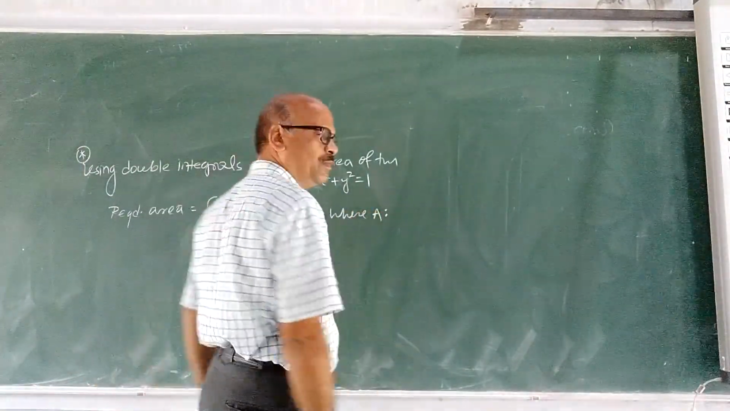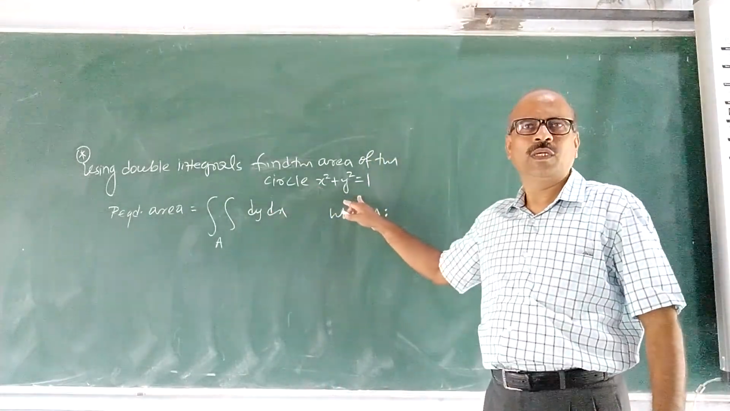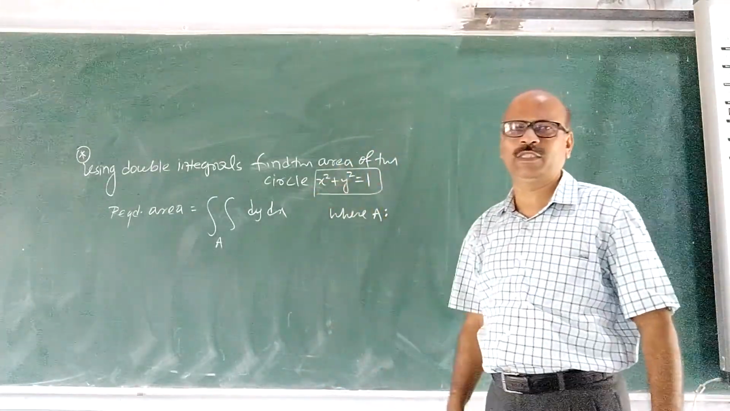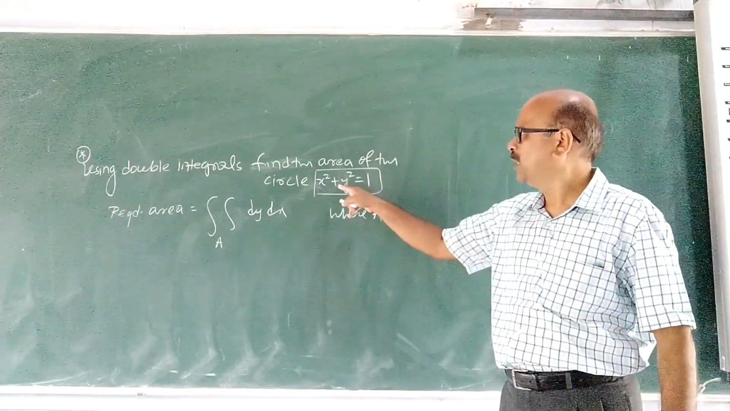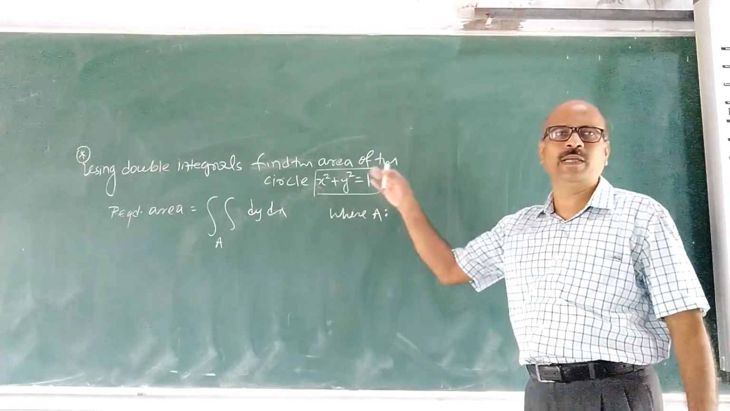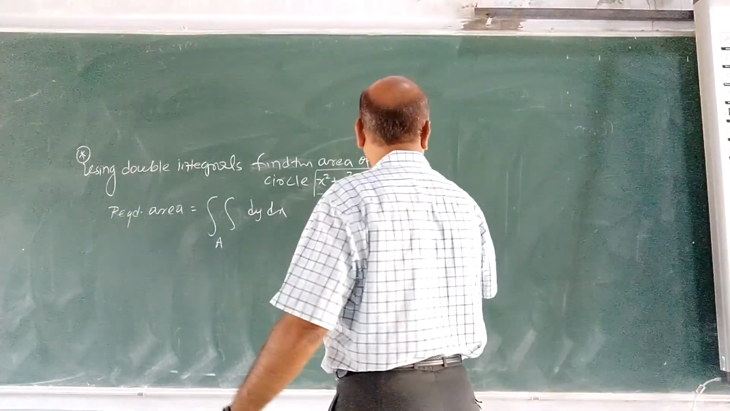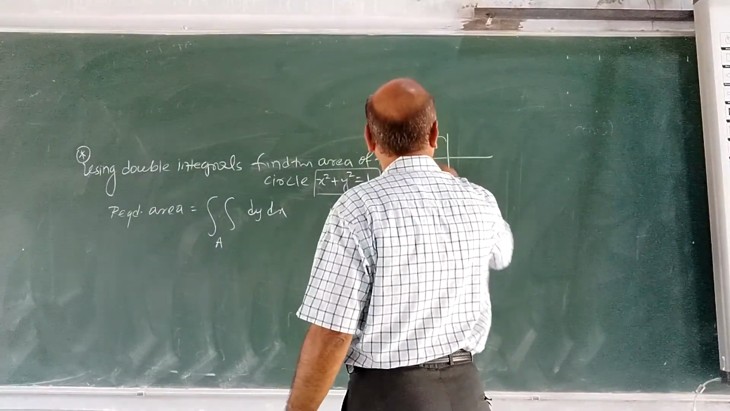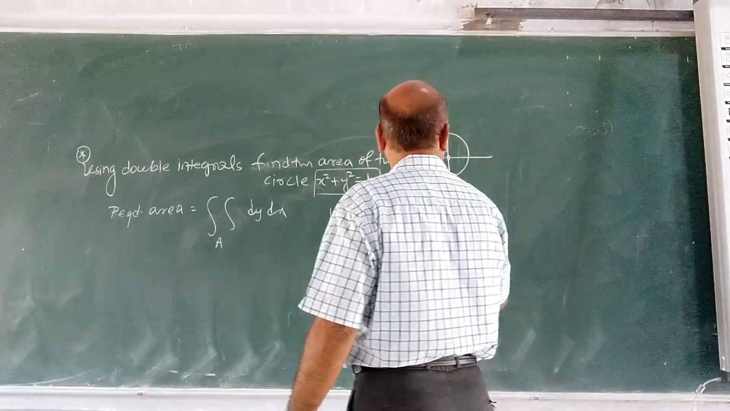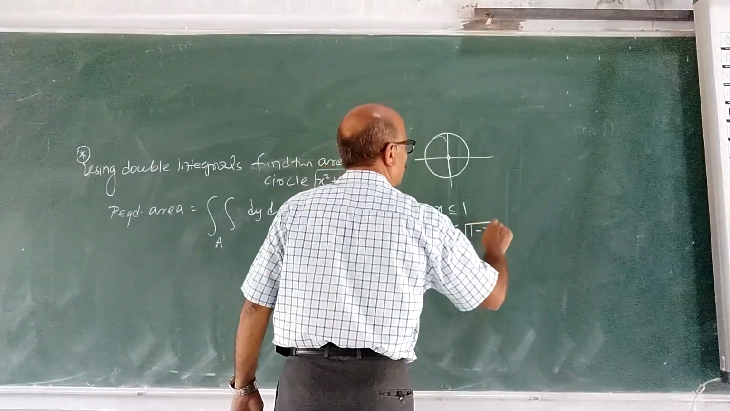A means you have to take the region of the circle. You have to express the region bounded by this circle in terms of inequalities. That I have already explained. How to express x square plus y square equals 1 in terms of inequalities satisfied by x and y? It is a unit circle, center is the origin, radius is 1 here. So x varies from minus 1 to 1. Correspondingly, y varies from minus root 1 minus x square to plus root 1 minus x square.